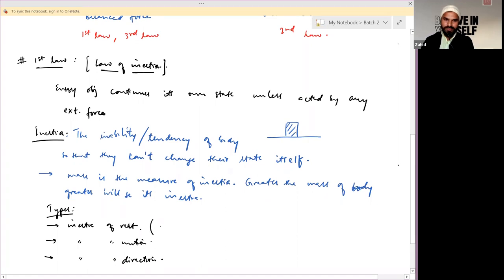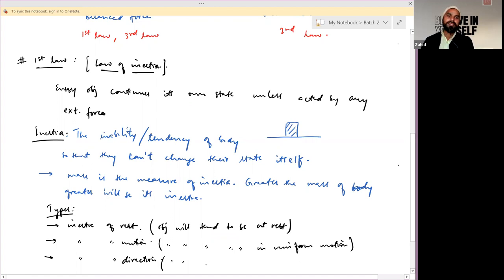So inertia of rest is object will tend to be at rest. Inertia of motion, object will tend to be in uniform motion, and inertia of direction, object will tend to be in straight path.